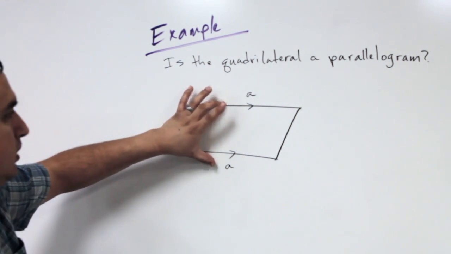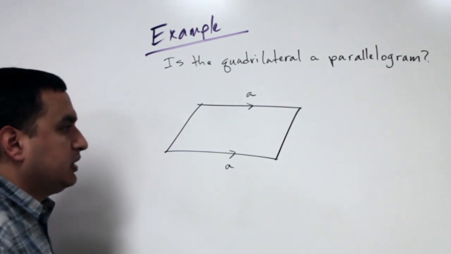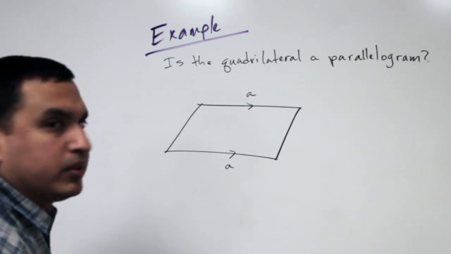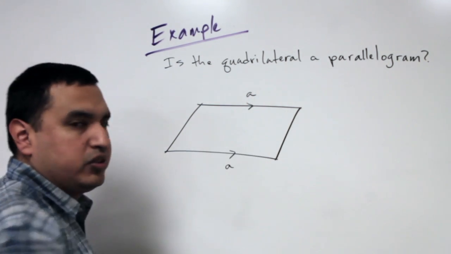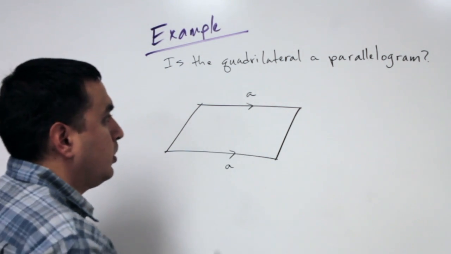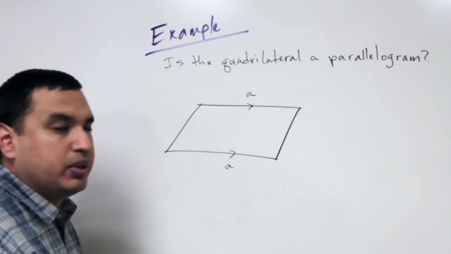And those two sides are congruent. They both have this variable a. I don't know what that variable stands for as far as a number, but if this side is some length a, this side up here also has to be some length a. So they're congruent and parallel, so I know, yes, this is a parallelogram.